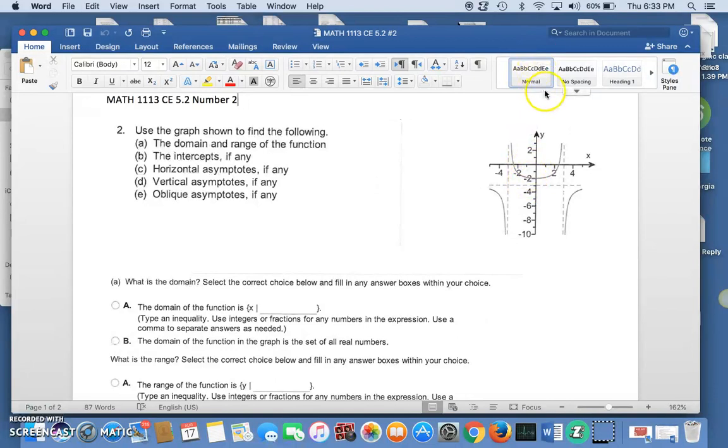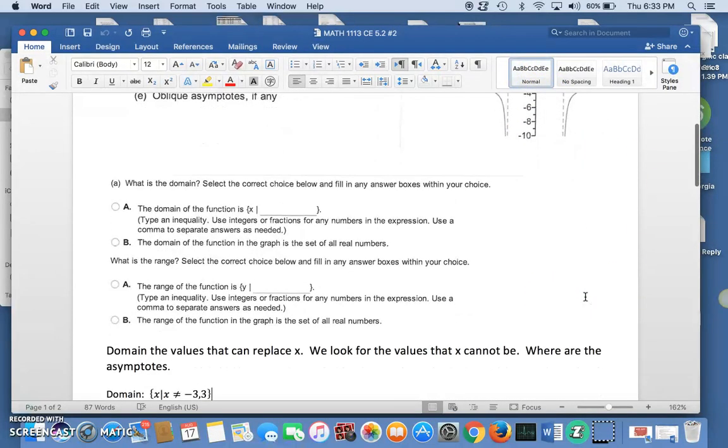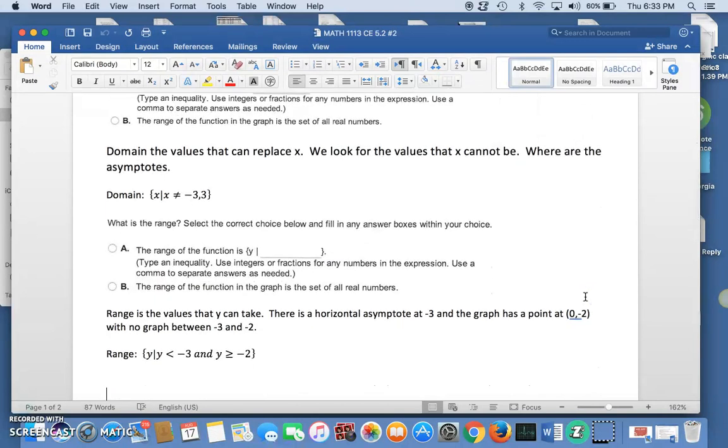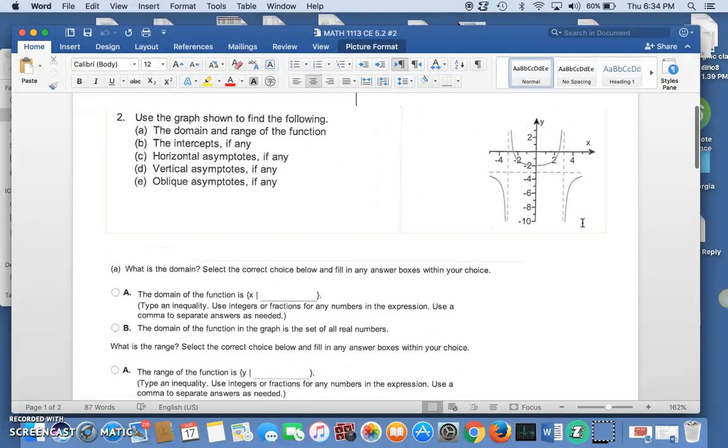It's going up. So it's going down and it's going up with a gap in between. Your range is y is less than -3 and y is greater than or equal to -2. There's a gap between -3 and -2 in the diagram.